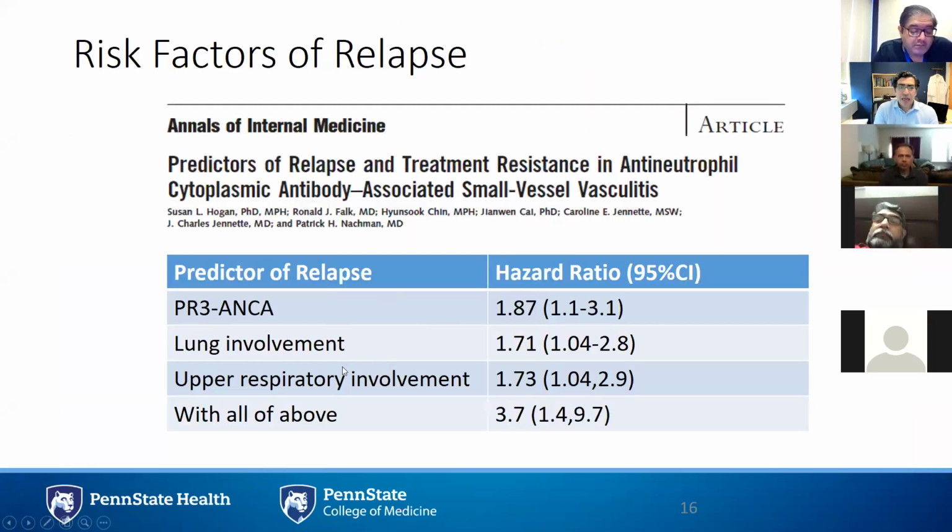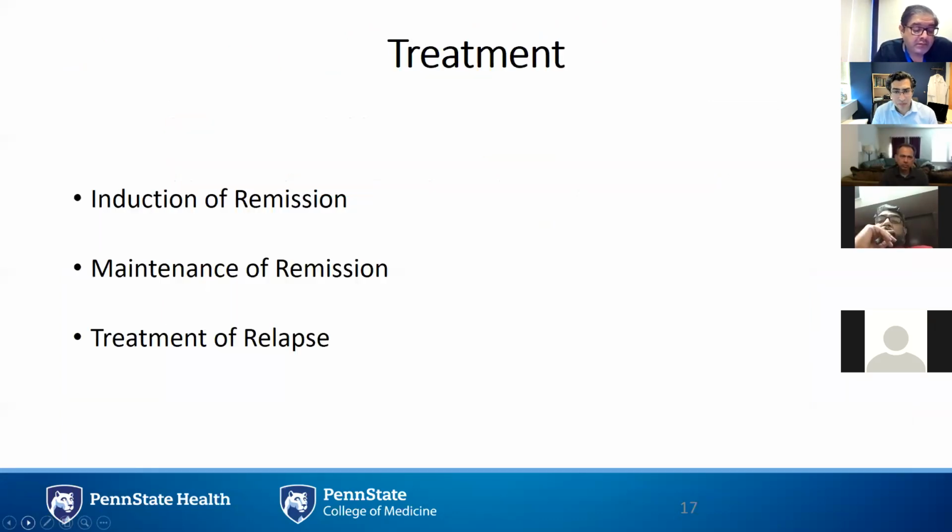Risk factor for relapse. So if this is PR3 ANCA, it tends to relapse more. If there is lung involvement, again, I think the hazard ratio is 1.7. And if all of these three things are present, PR3, lung, upper respiratory, the hazard ratio is the highest. So these are the risks for relapse.